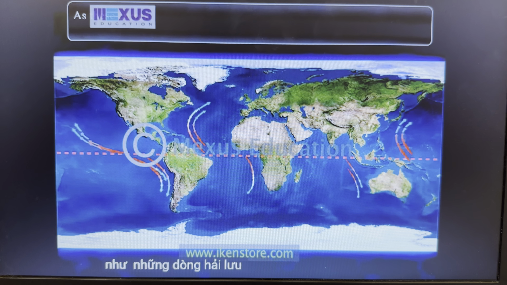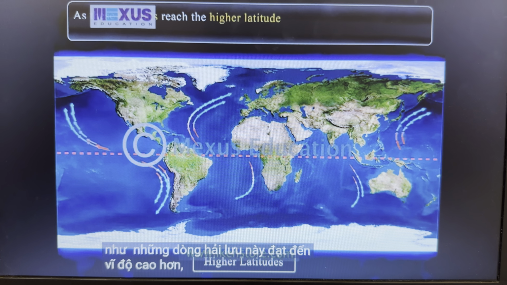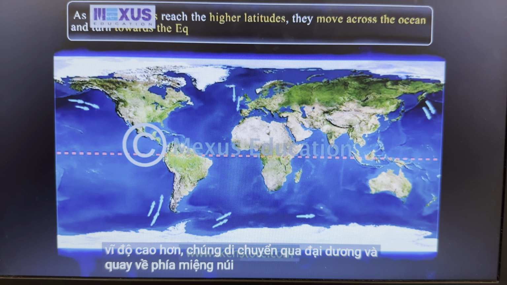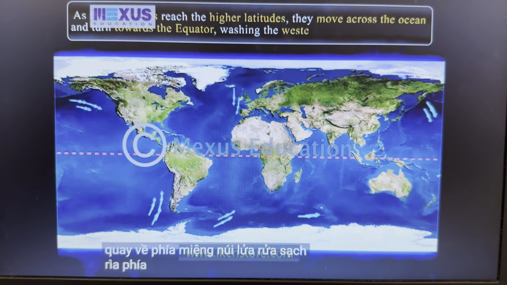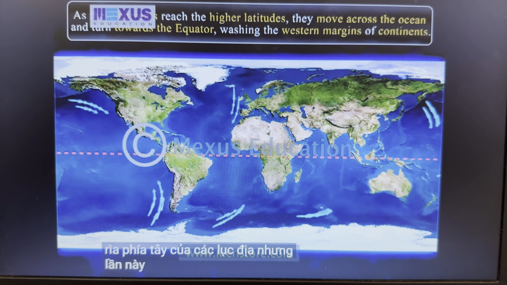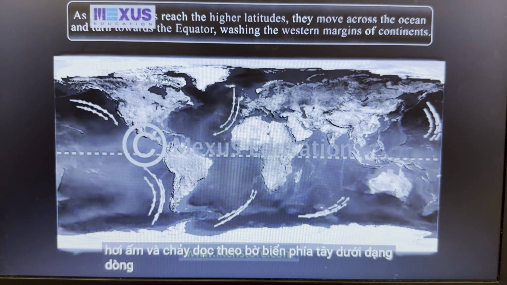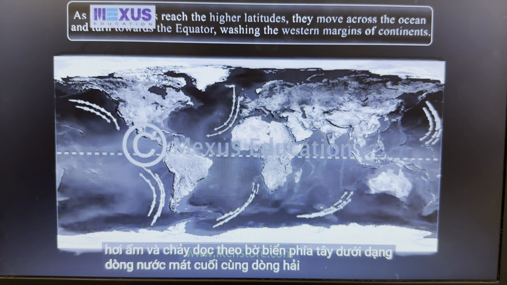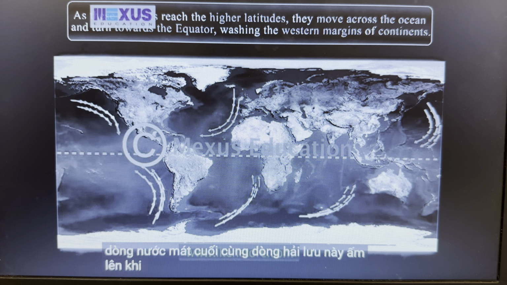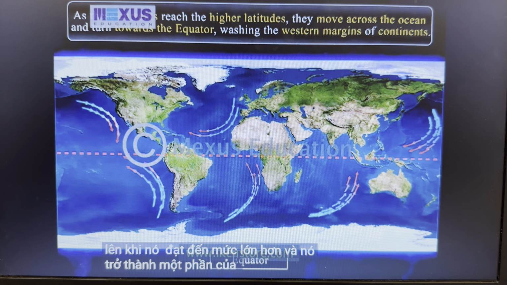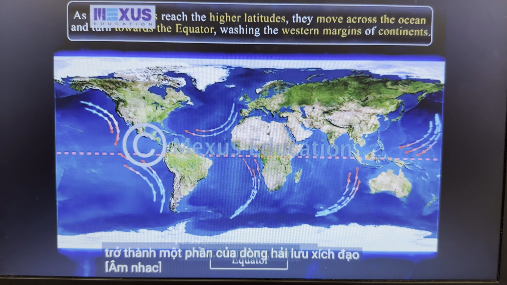As these currents reach the higher latitudes, they move across the ocean and turn towards the equator, washing the western margins of continents. But this time, the warm current loses much of its warmth and flows along the west coast as a cool current. Finally, the current warms up as it reaches the equator and becomes a part of the equatorial current.